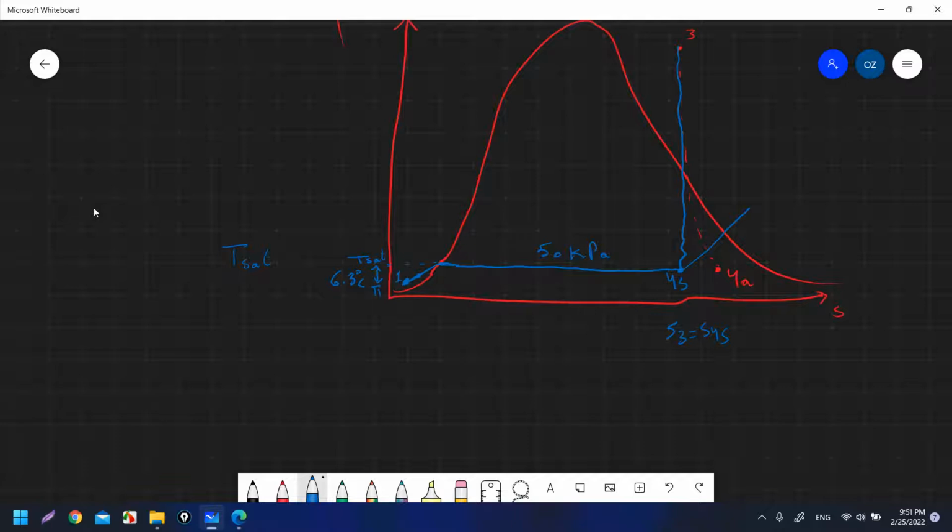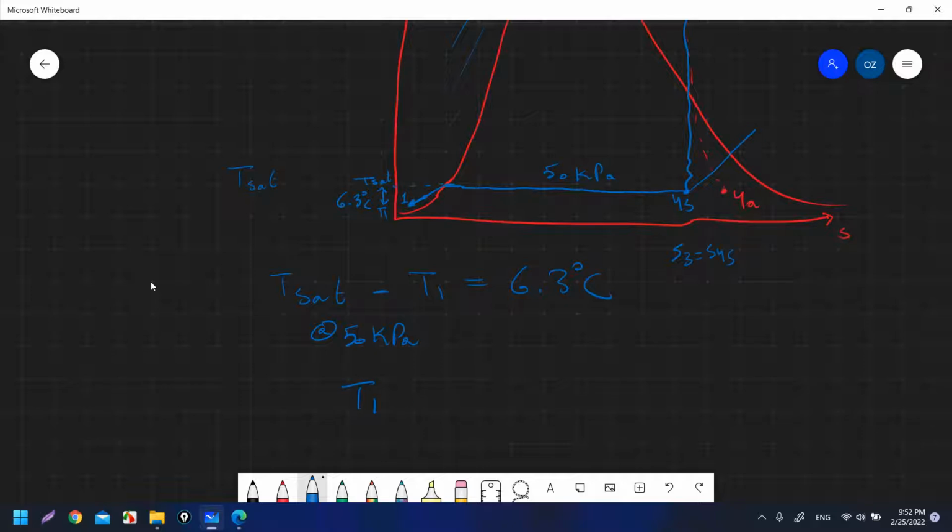So the difference between the saturation temperature for the water level for the condenser is subcooled, which means it goes in the subcooled region here. And you will follow the same line for the 50 kilopascal, by 6.3 degrees Celsius. As you can see, there is a difference between Tsat and state 1. So Tsat at the pressure 50 kilopascal minus T1 will give you 6.3 degrees Celsius. So in order to find T1, T1 is equal to Tsat, because we need T1.